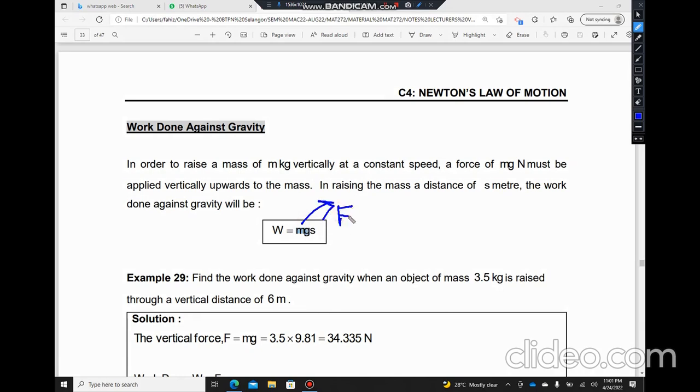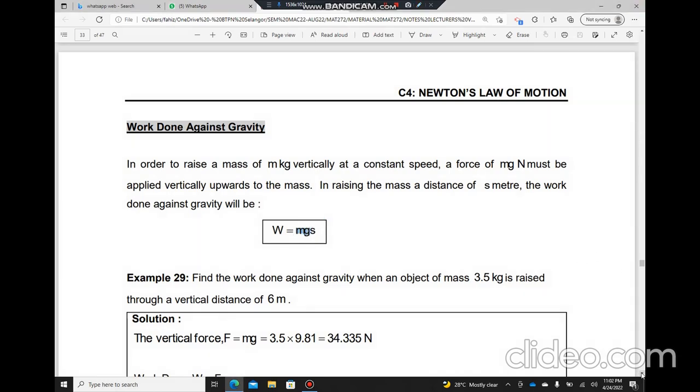W equals to Fs. So sekarang ni kalau dia include gravity, maksudnya dia secara vertically. Kalau sebelum ni horizontal, bila horizontal dia tak melibatkan gravity kan. Dia tak ada tarikan gravity. So kalau dia ada work done against gravity, dia tukar pada mg. So you need to consider gravity.